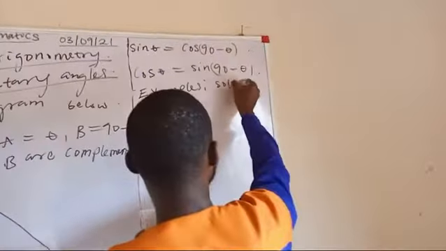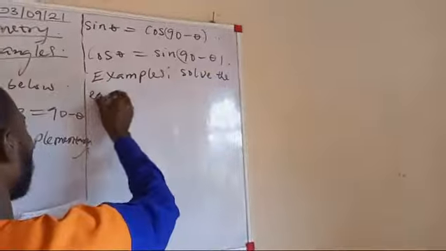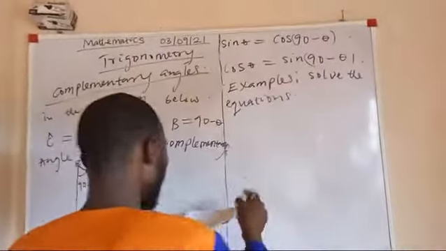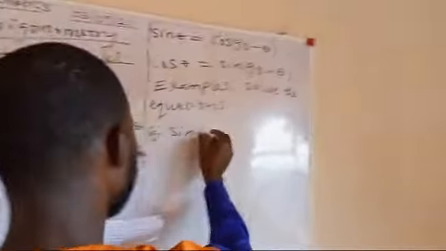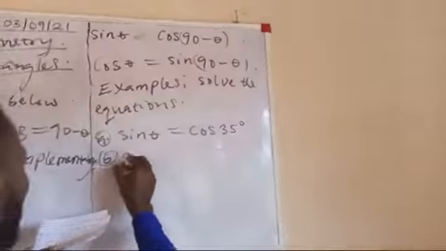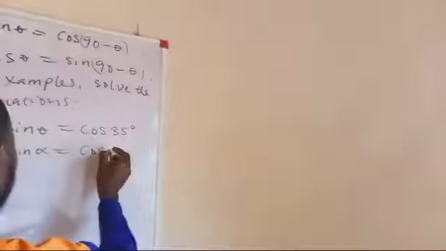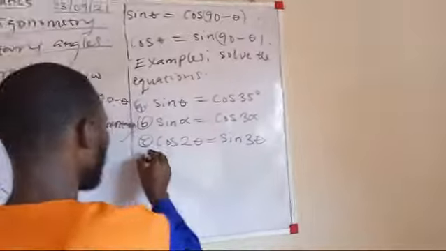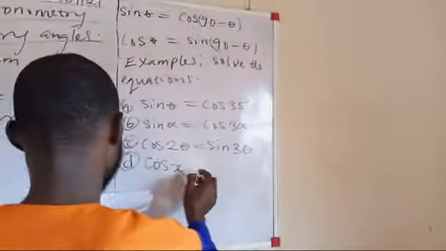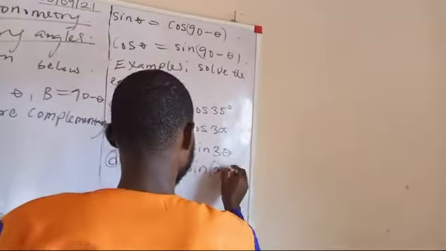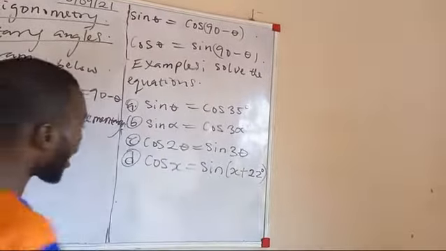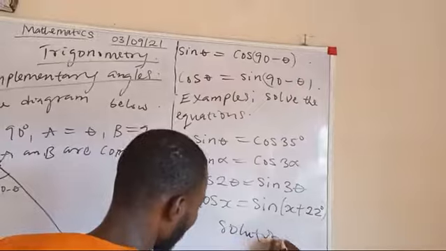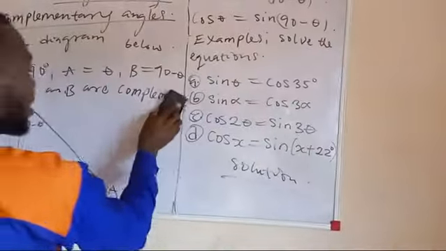Solve the equations. We have the first one, A, sine theta is equal to cos 35 degree. B, sine alpha is equal to cos 3 alpha. C, cos 2 theta is equal to sine 3 theta. D, cos x is equal to sine bracket x plus 22 degree. So I'm going to solve like 3. So at this point, we're now going to have, let's do that here.